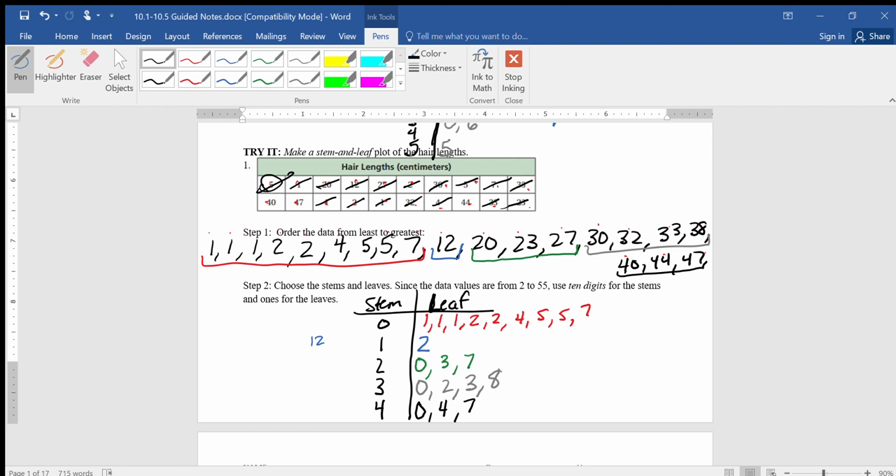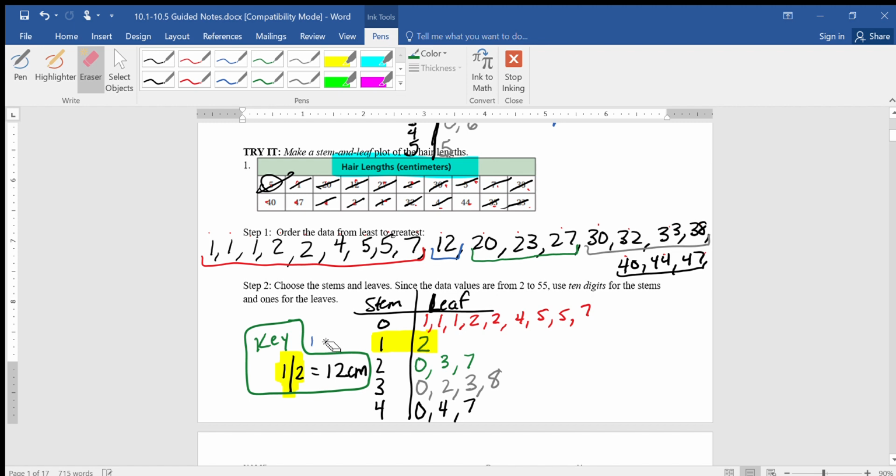And again, sometimes it's nice to make a key. So when we have 1|2, like we do right here, that 1|2 represents the number 12. Okay, so 12, and then our units are centimeters, because it says so up in our chart. So this is what we call a key. Sometimes it's nice to know, so that when we're identifying what these numbers mean, or when we look at a stem and leaf plot, we know what the numbers mean.